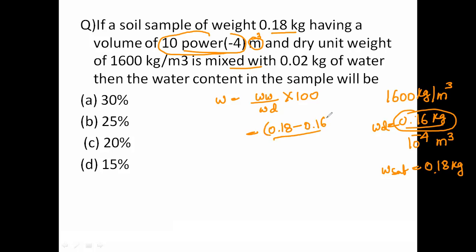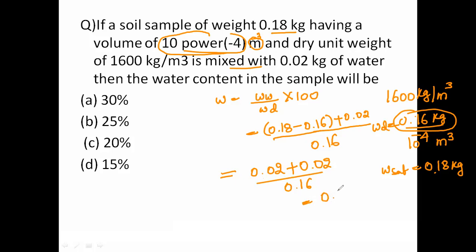Again, this is before mixing and after mixing. After mixing, 0.02 kg is added. Divided by dry weight. So what is the dry weight? Dry weight is 0.16. If you simplify, this is 0.02 plus 0.02, divided by dry weight 0.16. So this is 0.04 divided by 0.16.